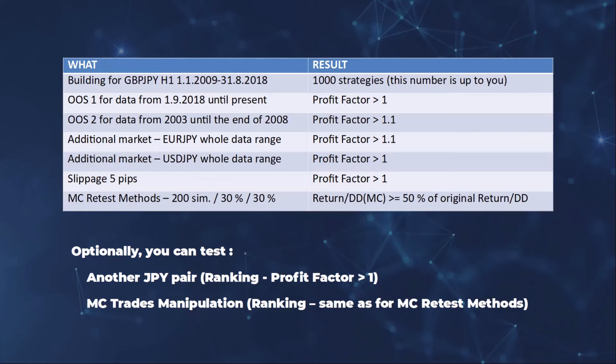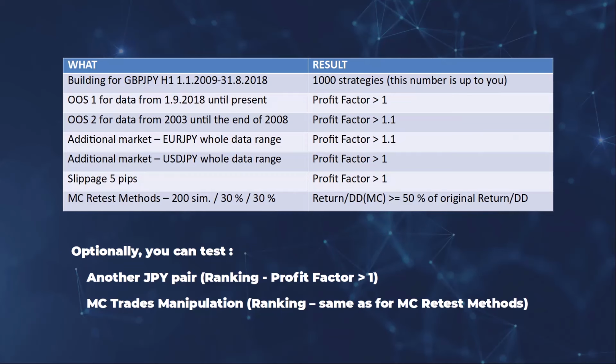Here you can see the whole building process. First, we will build 1,000 strategies on the data from year 2009 to 2018. Then we will make two out-of-sample tests. On Forex, the procedure is a bit different because we have a much larger sample of data than for stock indexes, and that's why we make two out-of-sample tests. We perform the first out-of-sample on data from September the 1st, 2018 to the present, and the second out-of-sample will be from 2003 to the end of 2008.